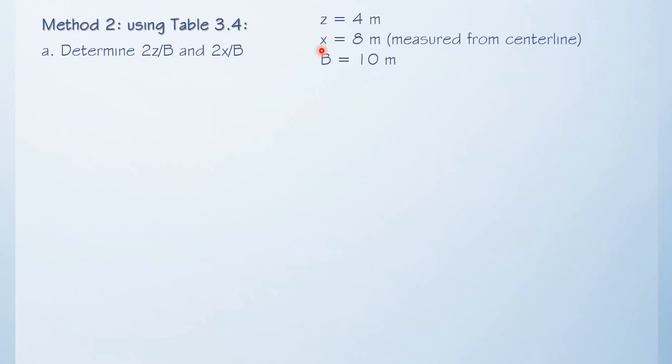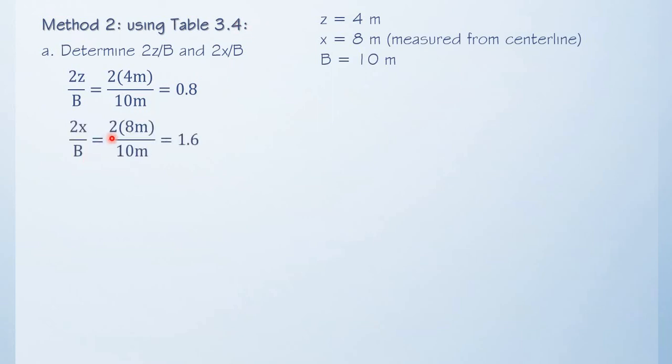So using the same problem, we will try to get the vertical stress at point A using table 3.4. The first step in method 2 is to determine the value of 2z all over b and 2x all over b. We recall that z, or the depth, is 4 meters, x is equal to 8 meters, and b is equal to 10 meters. From there, we substitute 2z all over b, that is 2 times 4 divided by 10 is 0.8. And then the value of 2x all over b, that is 2 times 8 meters over the width of 10 meters, so this is 1.6.